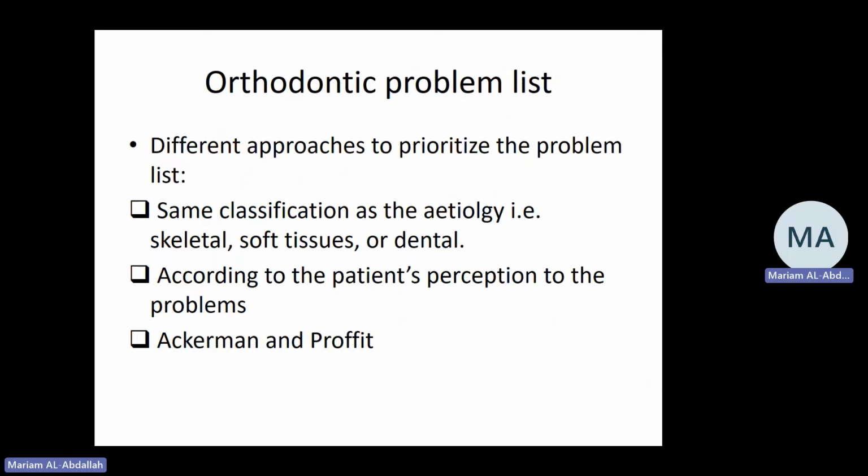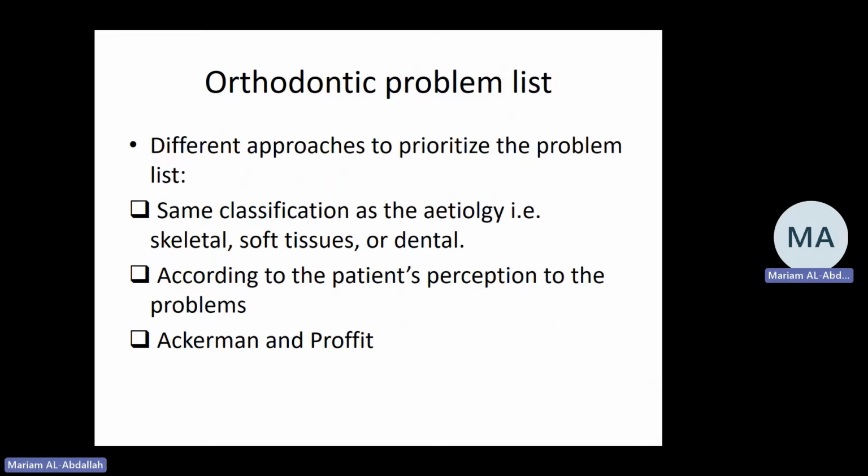The classical way that we actually apply in our clinics, and you're going to be applying this during your next year when you examine clinical cases, is following the etiology. So we start, of course, with the skeletal problems in the anterior posterior, vertical, transverse, and then soft tissue problems in the anterior posterior, vertical, transverse, and then dental problems anterior posterior, vertical, transverse. And this is covering all issues.